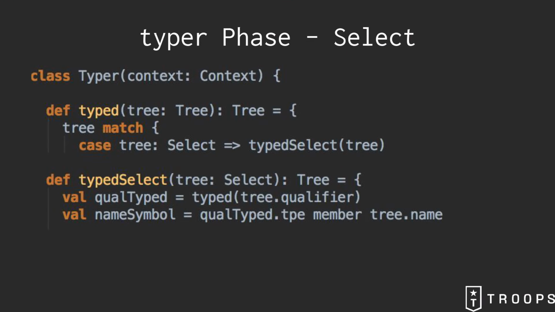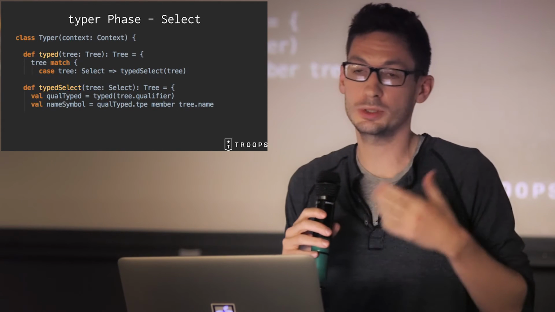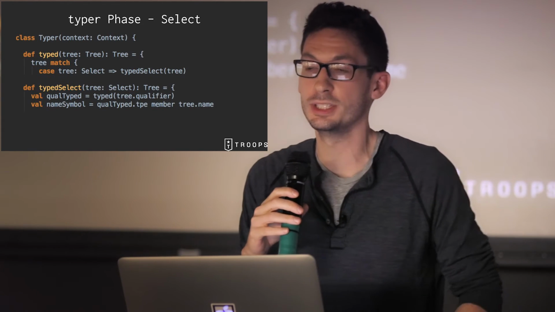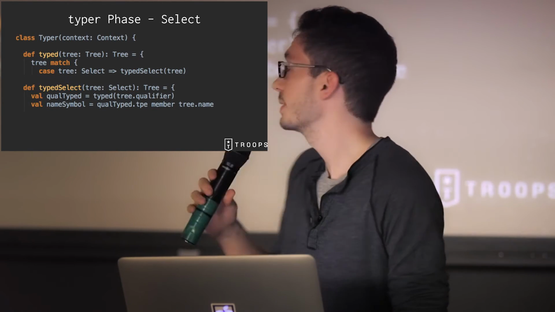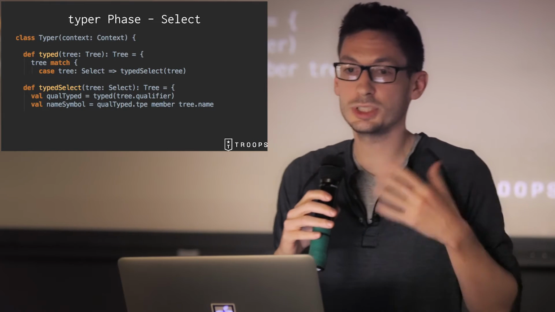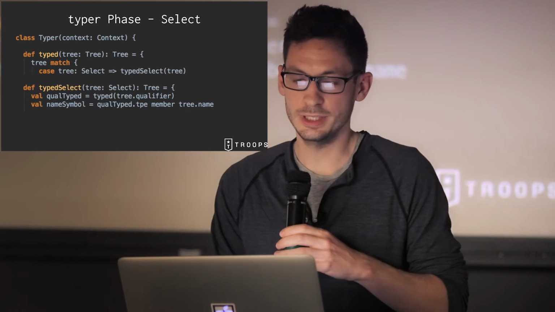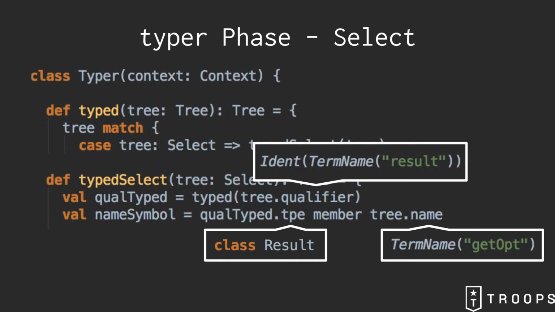So the typer dispatch works very, very similarly to how the namer dispatch works. We enter in a function called typed, and we case match on the tree. Depending on what the tree is an instance of, we have different methods that are going to transform the tree. In this case, the tree is a select. So we're going to call typedSelect. What does typedSelect do? Well, the first thing it's going to do is type the qualifier. In this case, the qualifier is an Ident TermName result.